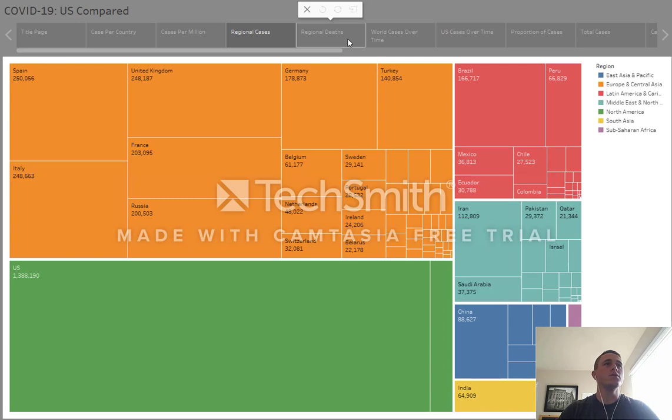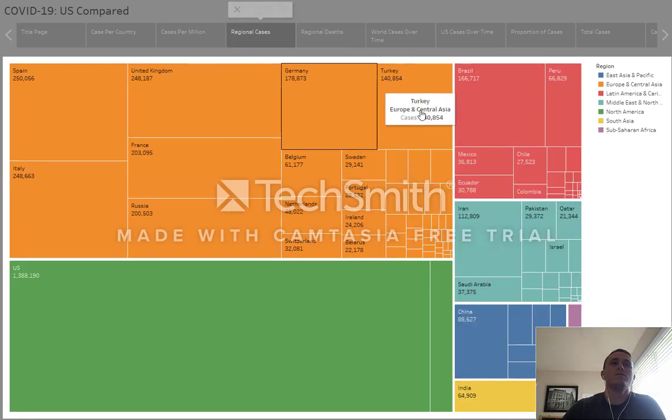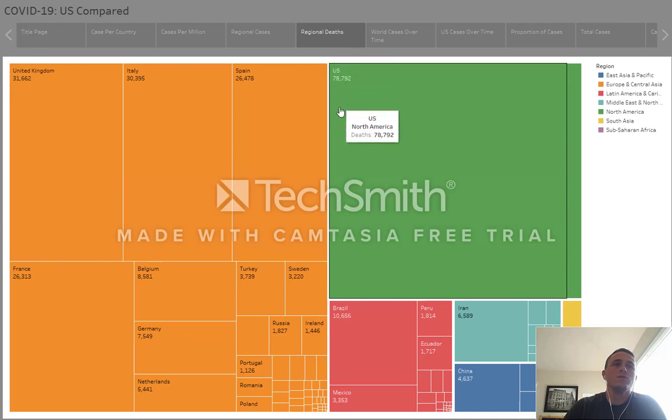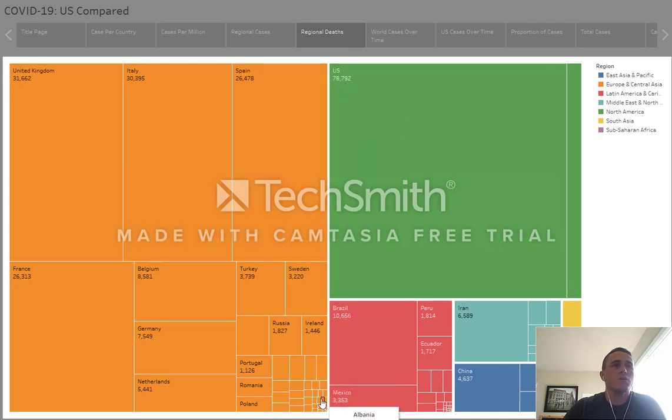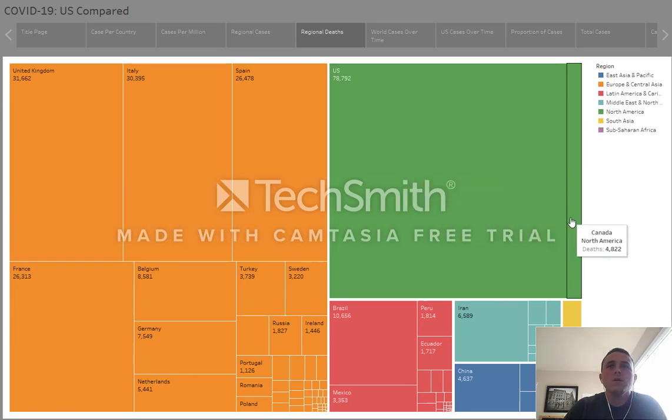Alright, now that we can see regional cases, let's look at regional deaths. Bam, that's a pretty stark difference here. We went from only a portion of that being Europe and Central Asia to over half for the entire world on here. And of course, US still being the largest one represented.